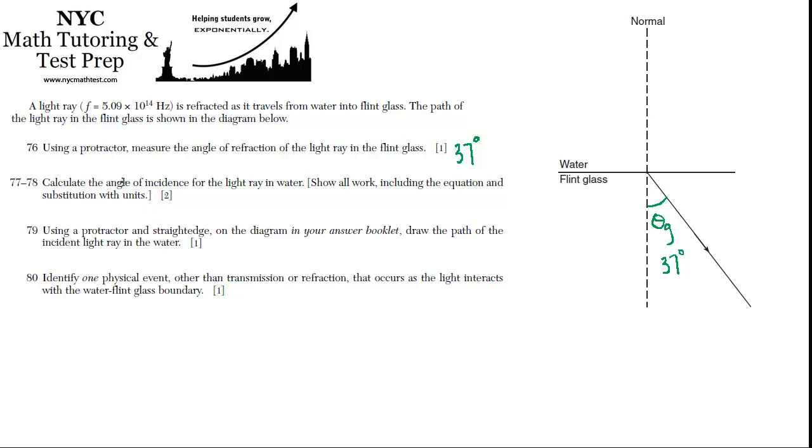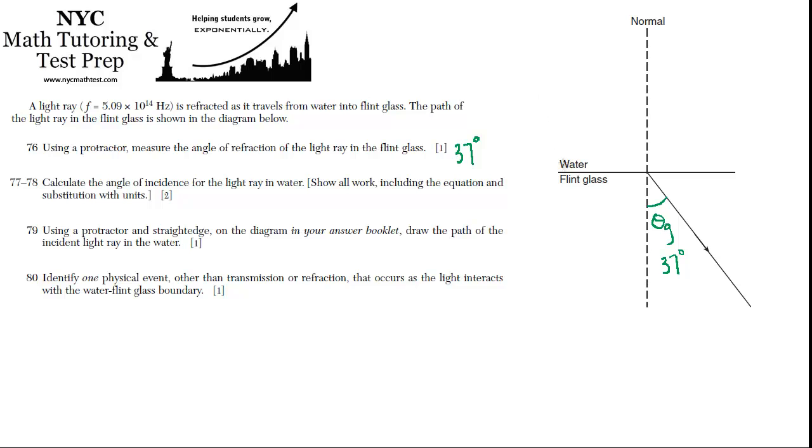Now they want us to calculate the angle of incidence for the light ray in water. So before the light ray got to this point where it was traveling through the glass, it was traveling through the water. And we can calculate what the angle was against the normal of that light ray. But before I draw it, I want to get your intuition about whether it should be closer to the normal than it is when it's in the glass, or further away from the normal.